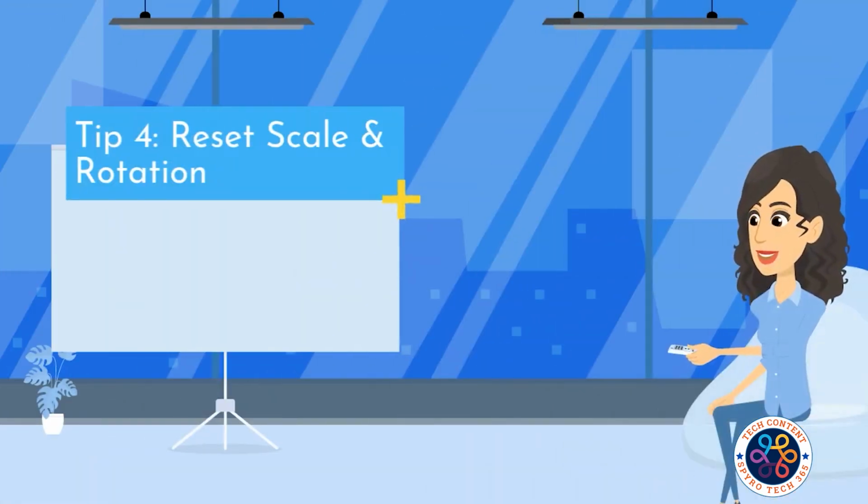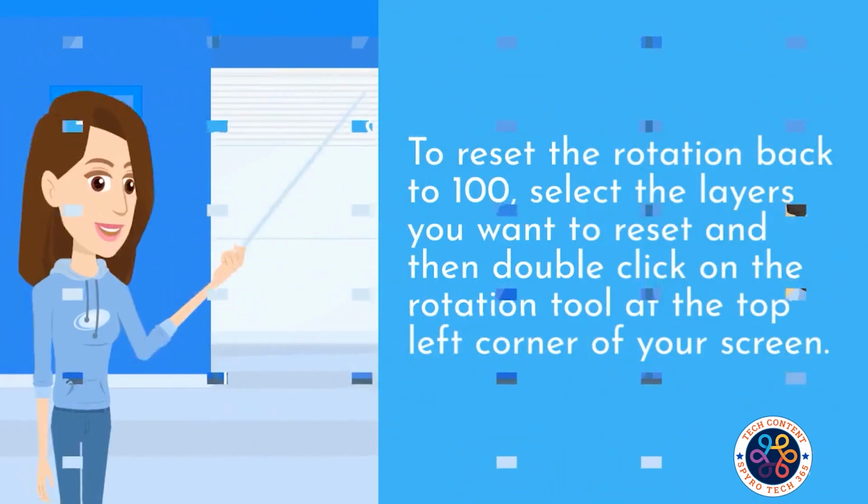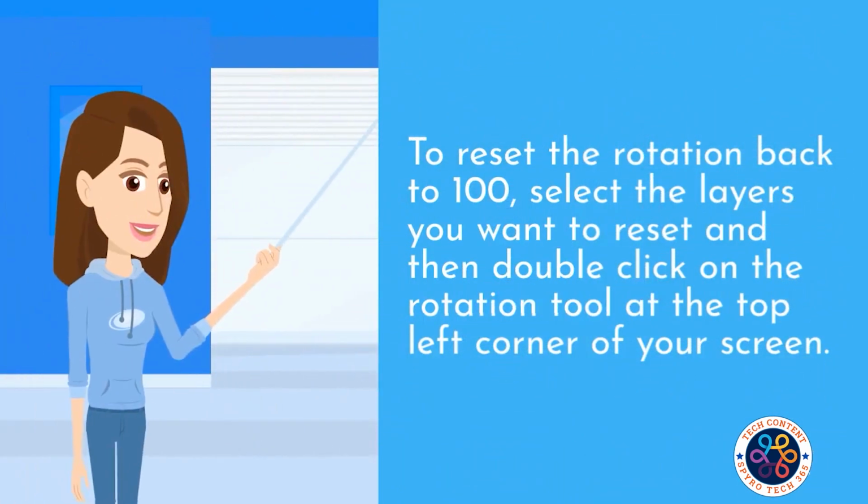Tip 4. Reset scale and rotation. To reset the rotation back to 100, select the layers you want to reset and then double-click on the rotation tool at the top left corner of your screen.